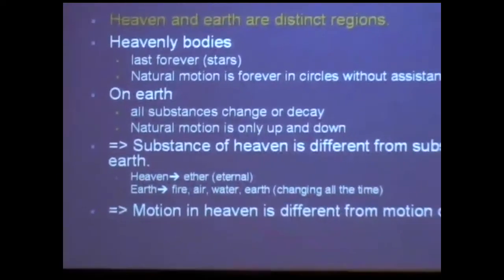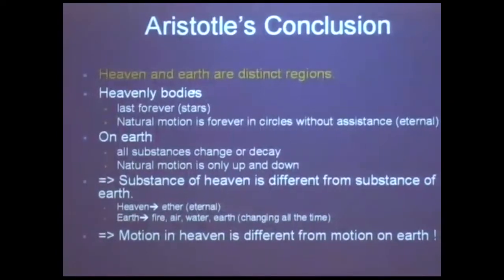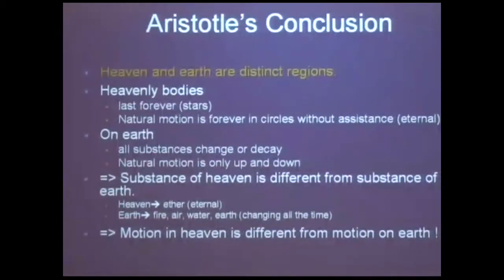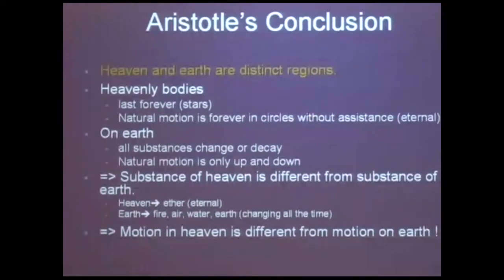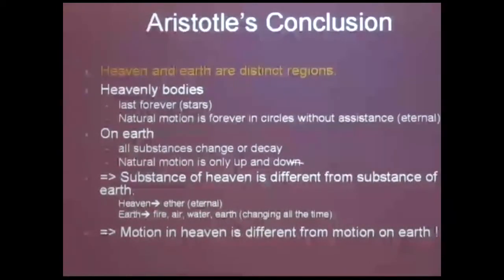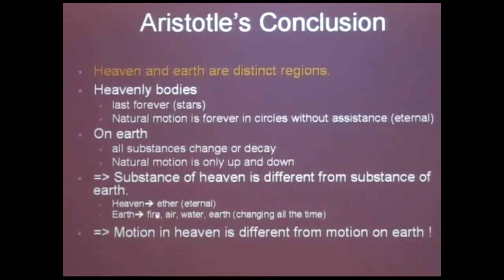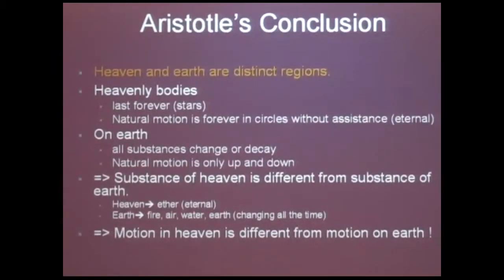Well, first conclusion was that since heaven and earth are made up of substances that behave differently, and they have laws that are different, like their motion is different, this means that heaven and earth are distinct regions. Okay? On earth, all the substances decay, and natural motion is only up or down. And the substance of heaven is different from the substance of earth. The substance of heaven is made out of ether, and the substance of earth is fire, air, water, and earth, changing all the time. Okay? And motion is different. So he comes to this conclusion.